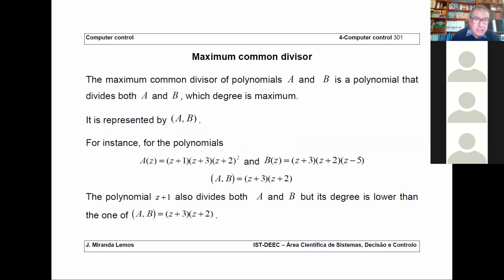Now, another notion is the notion of maximum common divisor. I represent the maximum common divisor of polynomials A and B in this way, between curved brackets A and B. The maximum common divisor is a polynomial that divides simultaneously A and B, and that has the maximum degree.